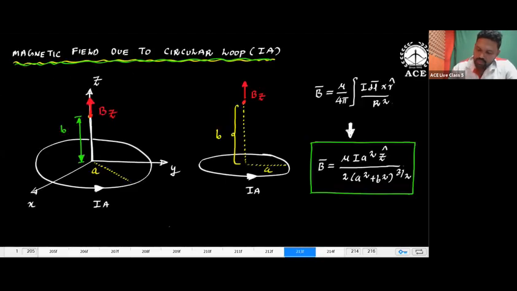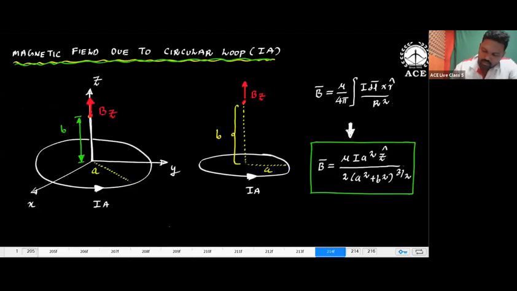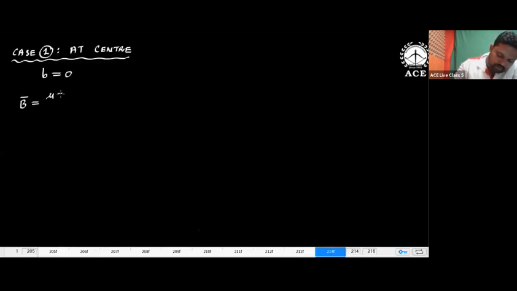If I make B equal to 0 in that formula, here it is. B is equal to μ into I into A square into Z cap divided by 2 into A square to the power of 3 by 2. So this will become B is equal to μ into I into Z cap divided by 2 into A. Units are Weber per meter square.